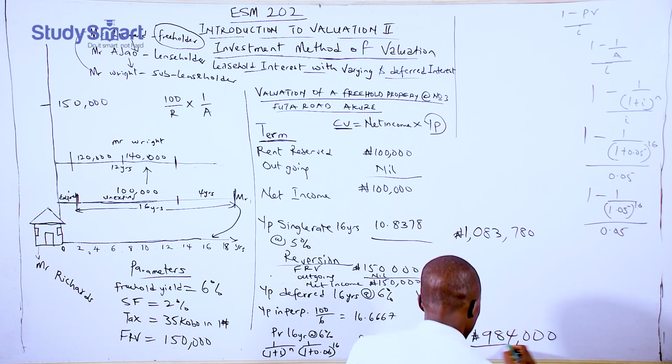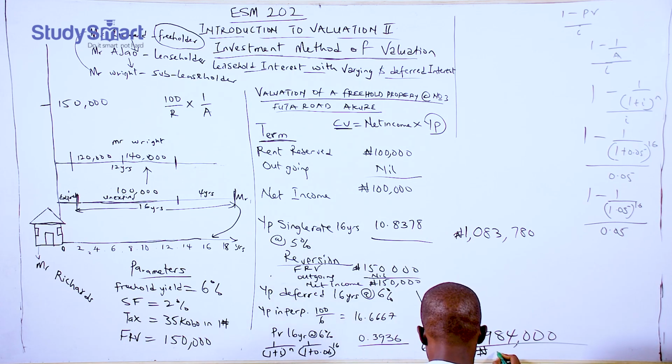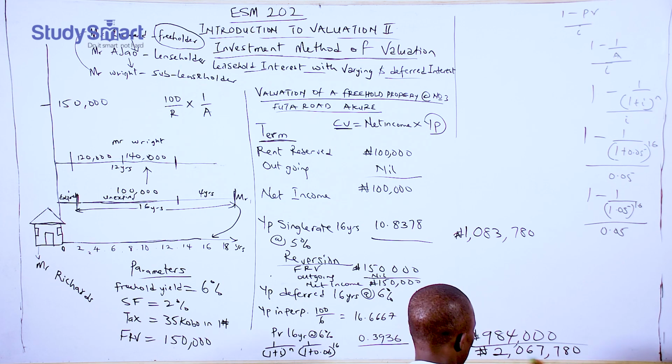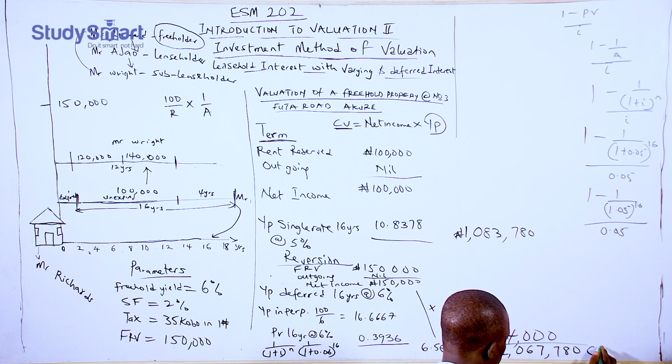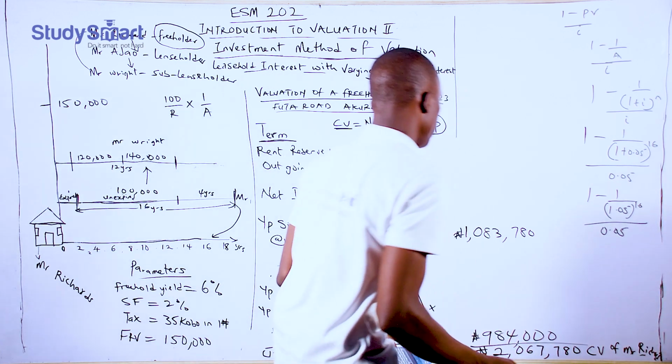And this will give you what? 2,067,780, and that is the capital value of Mr. Richard. So that's the interest of Mr. Richard in the property.